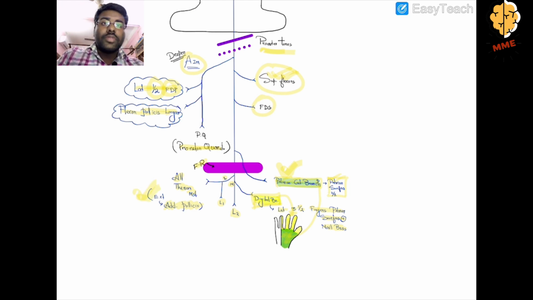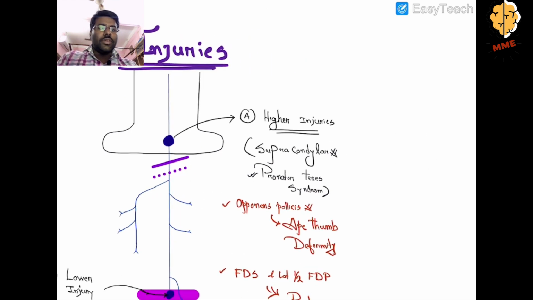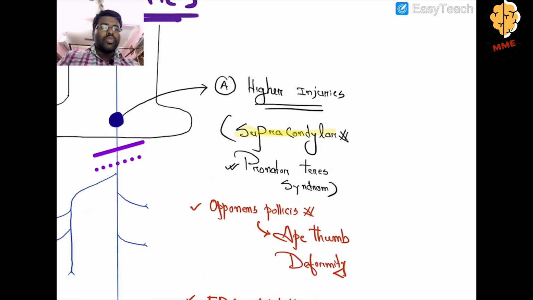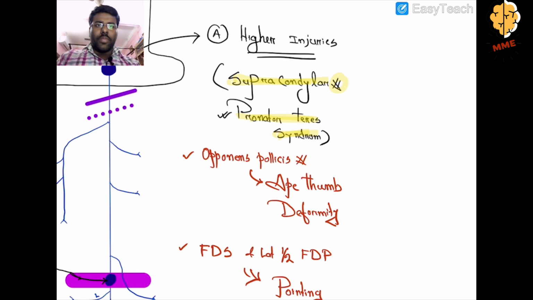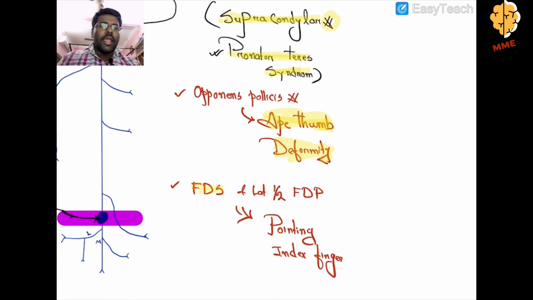Okay. Now coming to the injuries, there are two sites of injury, one upper and one lower. Coming to the higher injury, which may occur due to supracondylar fracture or pronator teres syndrome, in this case opponens pollicis is lost, so there is an ape thumb deformity. When there is an ape thumb deformity, you can clearly notice there is median nerve involvement. It is very clear, and FDS and the lateral FDP are lost, so there is a pointing index finger.